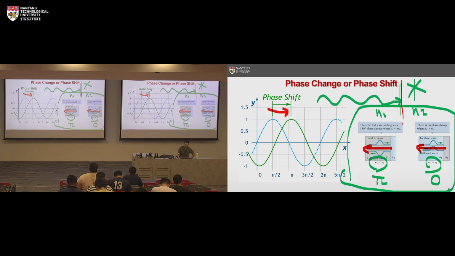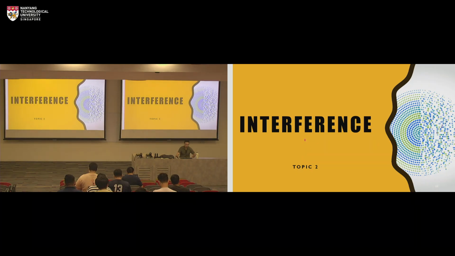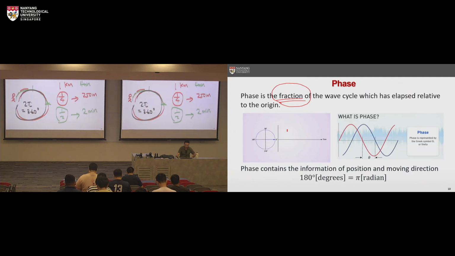So you need to determine whether N1 is bigger than N2 or N2 is bigger than N1, to help you identify what happens to your phase shift when your light wave meets a different material. All right, so that is topic 1. Just a very quick summary.